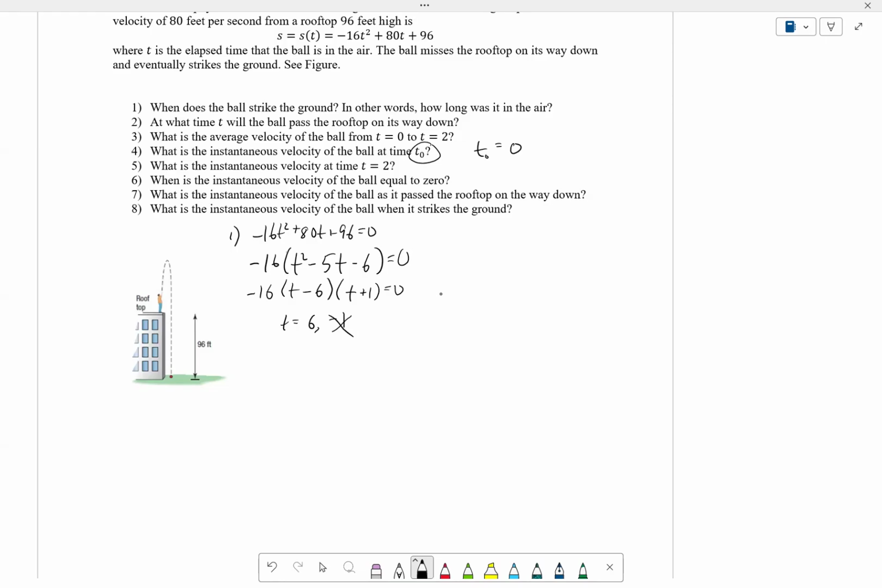Okay, number 2. At what time t will the ball pass the roof on its way down? In this case, we'll take the equation and set it equal to, not 0, set equal to 96. I think that it says it's 96 feet high. So do you mind if I just start one step into it and say negative 16t squared plus 80t equals 0? Are we comfortable with that? And then same thing, we'll factor out the negative 16t in this case, leaving us with t minus 5. So t equals 0 and 5.